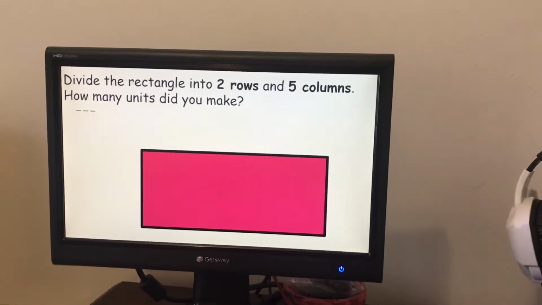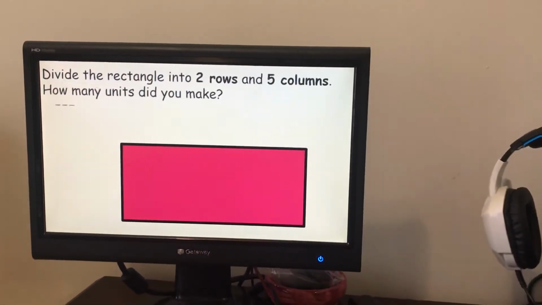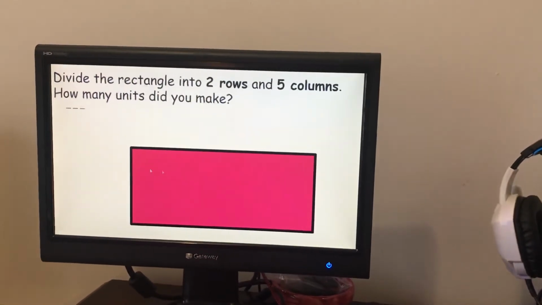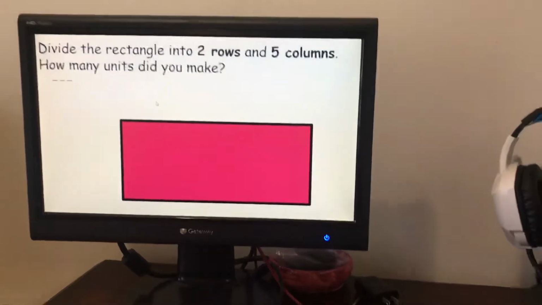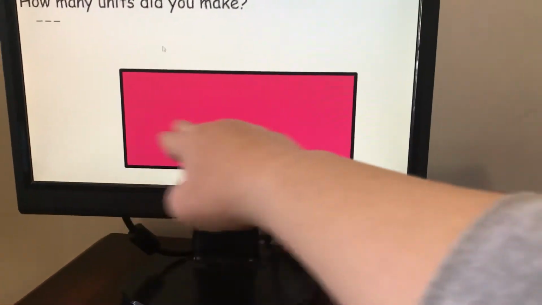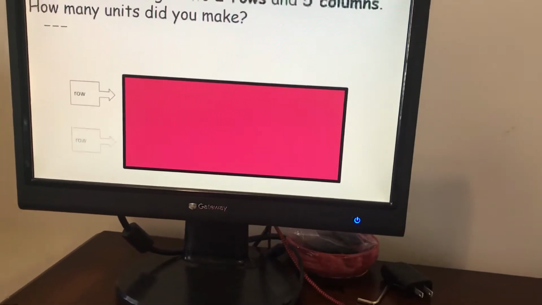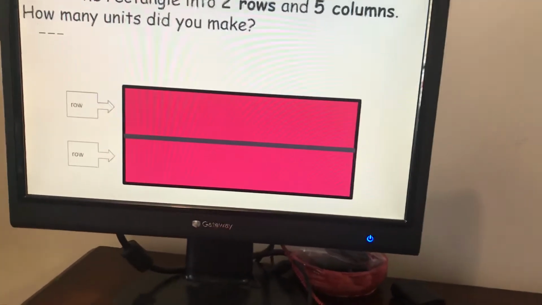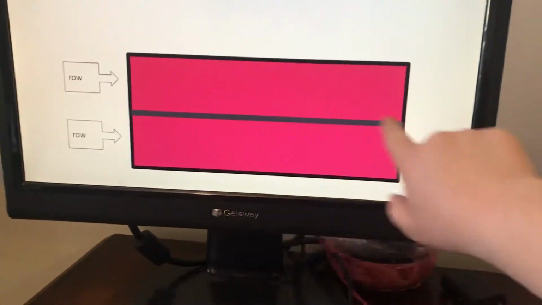Now, let's practice making some of them. So it says divide the rectangle into 2 rows and 5 columns. All that means is I'm going to divide, basically means I'm going to cut it up. So let's cut it into 2 rows. Remember, row is going across. So we should have a row there and a row there. I'll make a line. So I have a row and a row. Okay, I only need 1 line to make 2 rows.